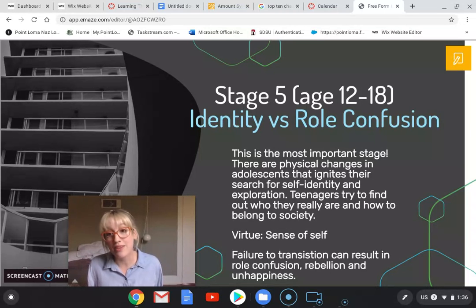And this happens a lot. Failure in this transition can result in role confusion, which is like not knowing what you want to be and what you want to do. And yeah, that will make you unhappy.